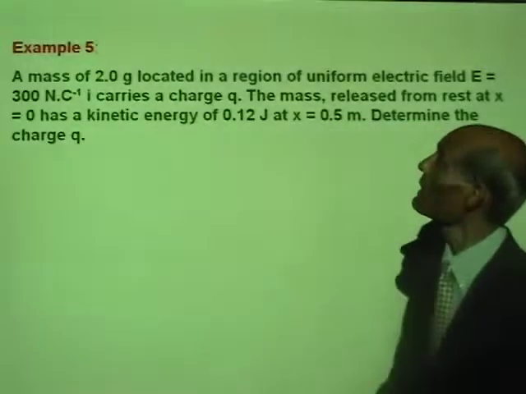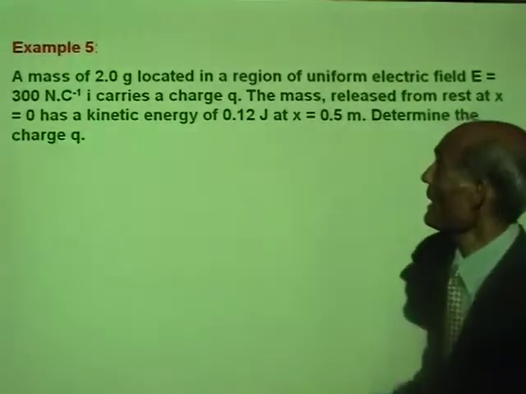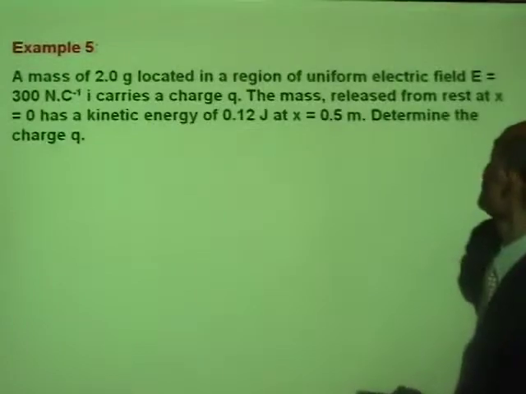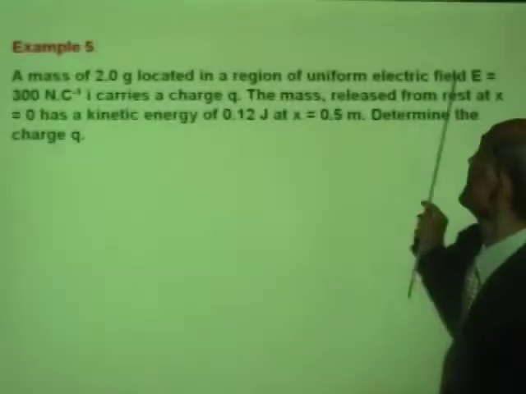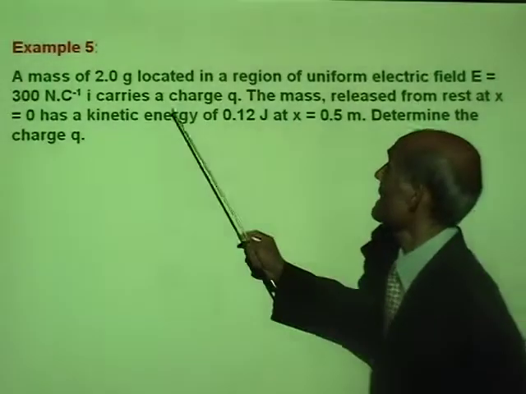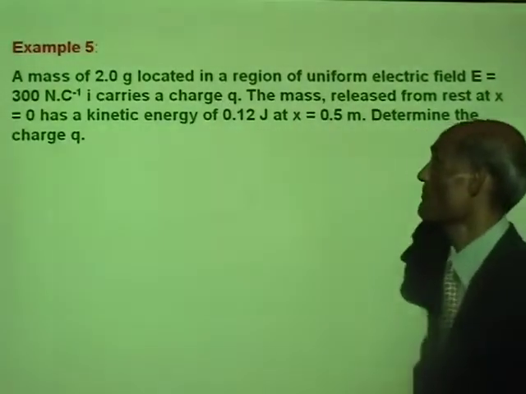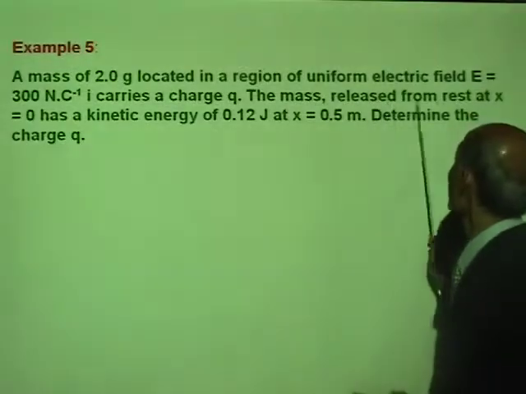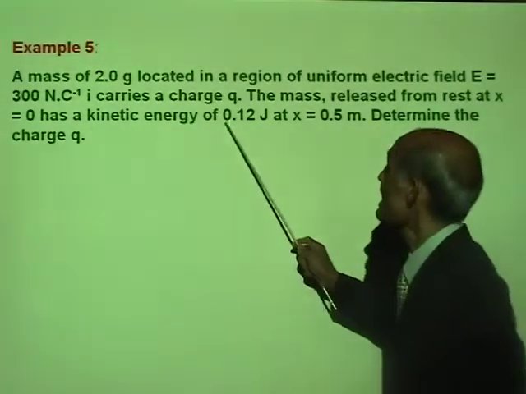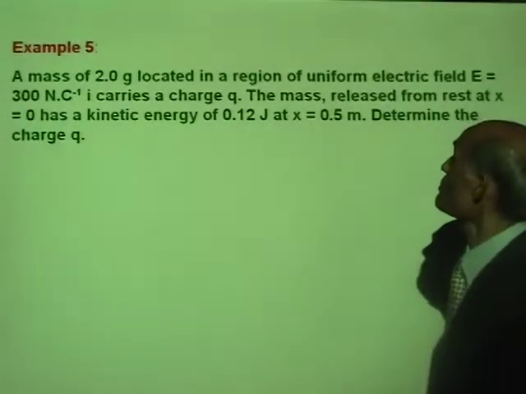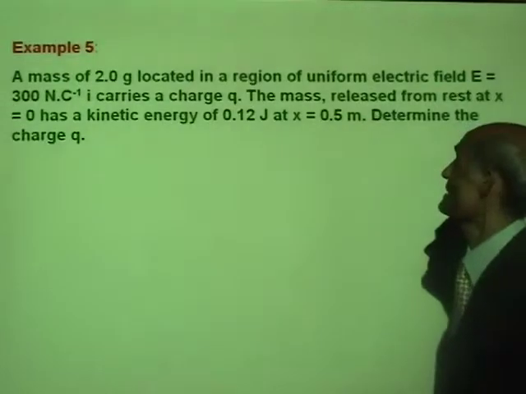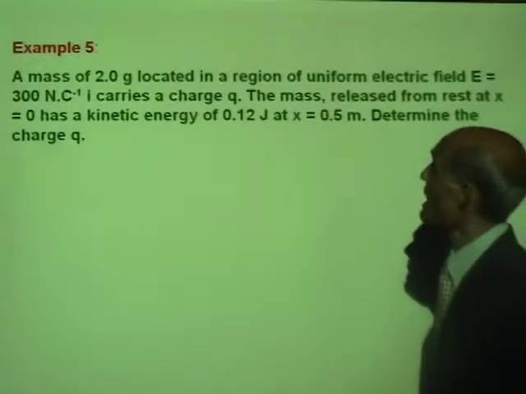Well, let's do another problem. A mass of 2 grams located in a region of uniform electric field E equal to 300 Newton per Coulomb i carries a charge Q. The mass released from rest at x equal to 0 has a kinetic energy of 0.12 joules at x equal to 0.5 meter. Determine the charge Q.